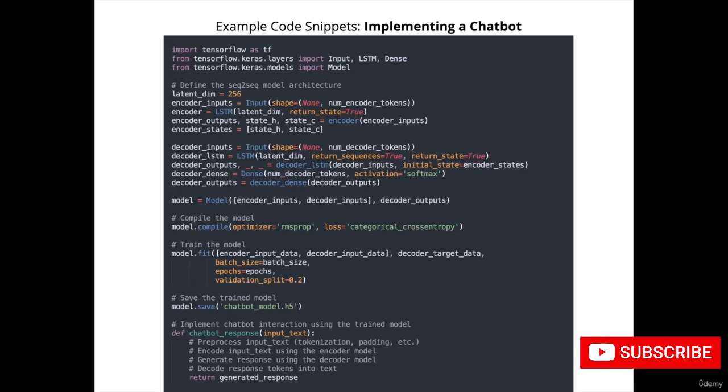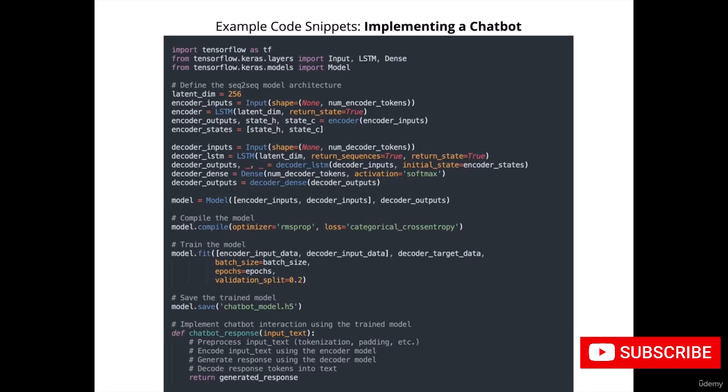Then we compile the model by calling the compile function. We pass the optimizer as RMSprop and loss function of categorical cross entropy. Then we train the model by calling the fit function and pass it an array of encoder input data, decoder input data, and then the decoder target data. Next is the batch size, epochs and validation split. Now save the trained model by calling save. You can also deploy it here.